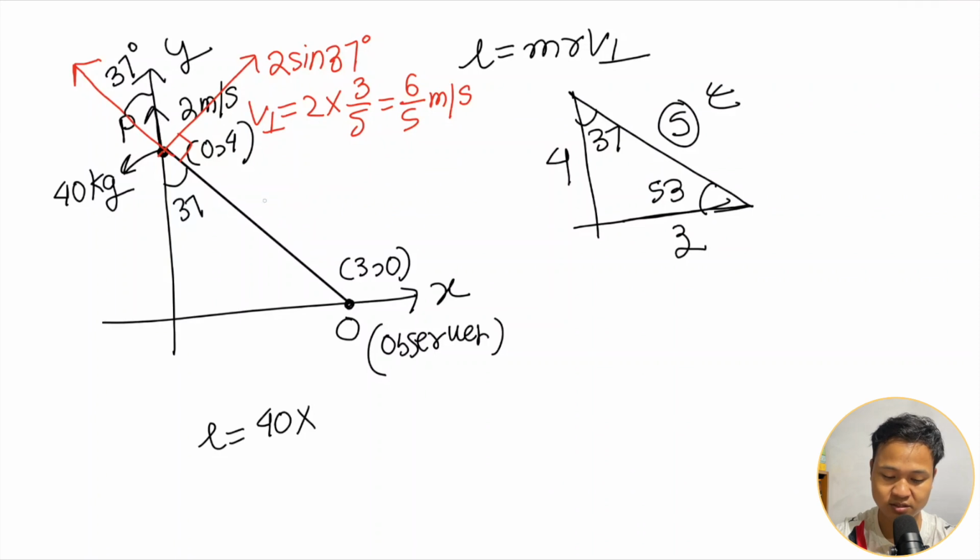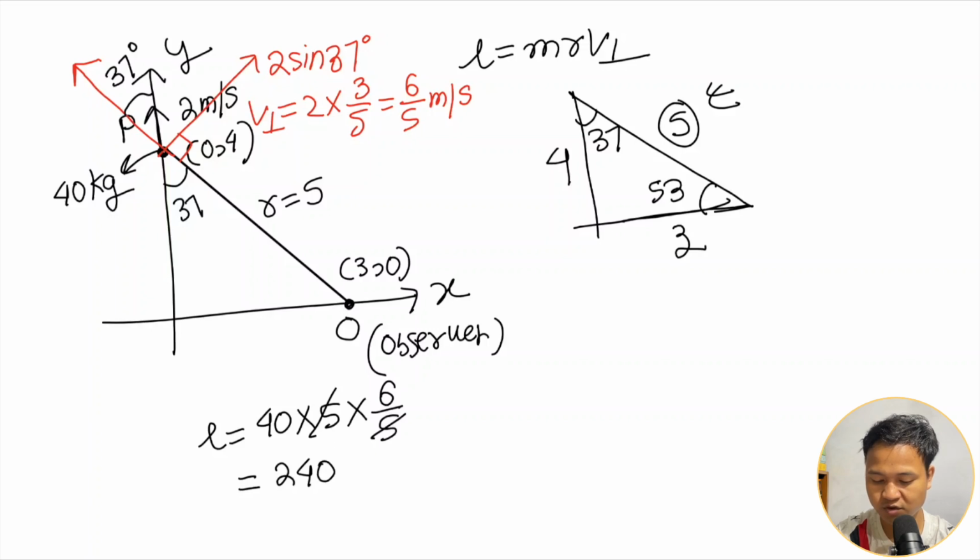Okay, so r is 5. So m into r into v perpendicular is 6 by 5. Okay, 5 cancels out. Is that 240? You need to change the mass to kg. R will be in meters and velocity in meters per second. So I will have meter square per second.